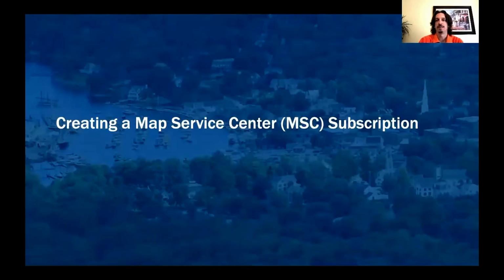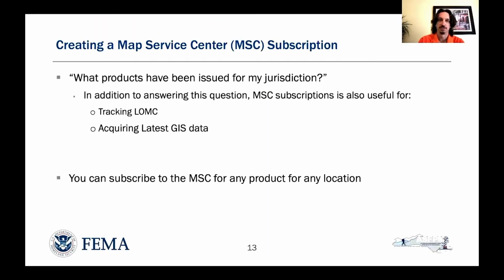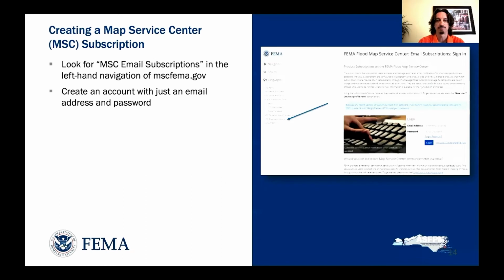Let's look a little bit more at the Map Service Center and the subscription option. So you may want to answer the question perhaps you have for yourself or somebody you're working with in your jurisdiction or community official: what products have been issued for my jurisdiction? And in answering that question, the MSC subscription is also useful for tracking LOMC issuance, which can be frequent in some locations, or just wanting to be able to acquire the latest GIS data. So maybe you can have it in your own application, your own site, whatever it might be. And that's because you can subscribe to the Map Service Center for any product for any location. So we'll walk through how we do that.